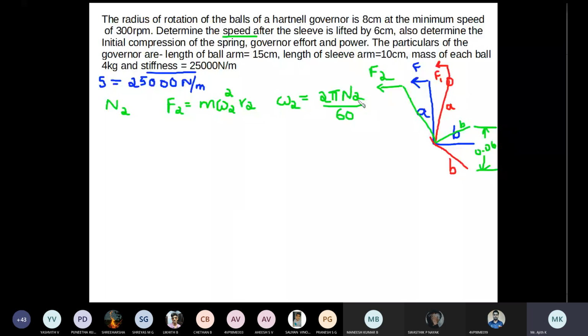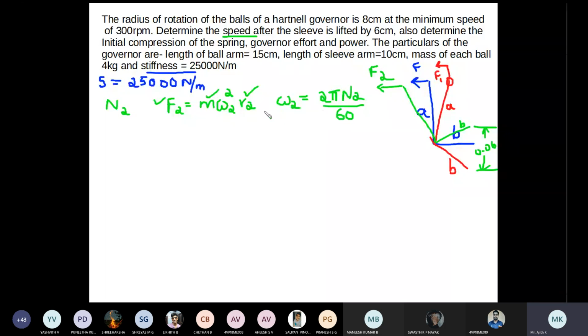So somehow, if you calculate the F2 value, small letter m is given in the question. R2 is not given directly, but if you find out the R2 value, F2 value, and small letter m, then you can calculate the N2 value. So first, let me calculate the R2 value.